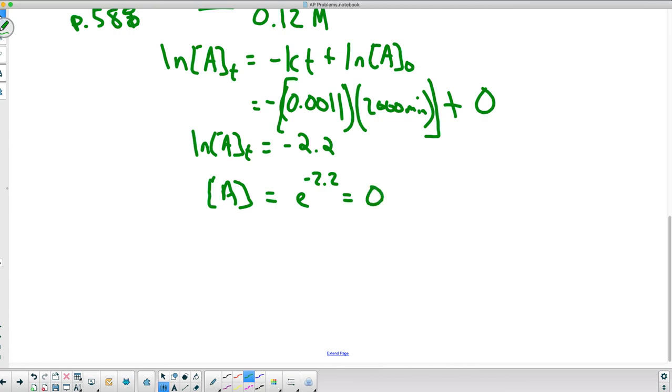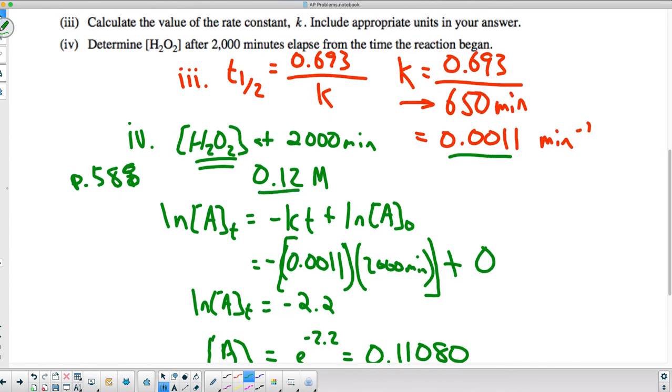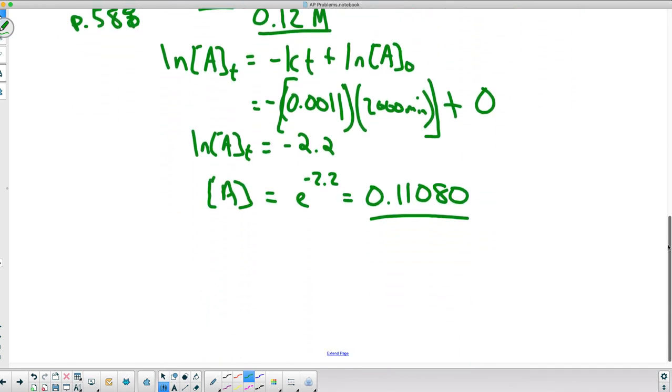Now look at this. I get 0.1108, and so on. So here's my concentration. Notice how close I was. With my estimation from the graph, it was 0.12. My estimation using the calculation was 0.11. So that looks like we're in good shape. Okay. Thanks, guys. Talk to you later.